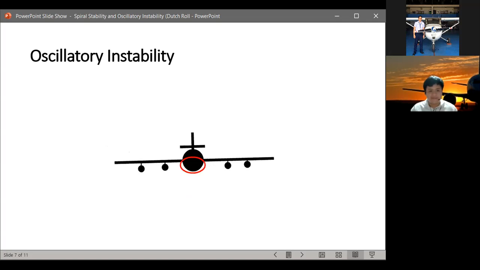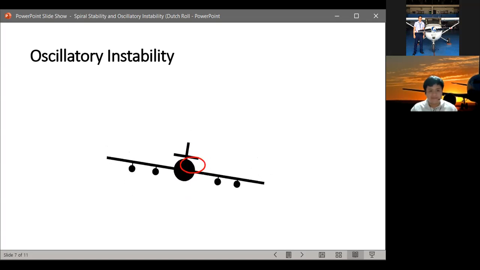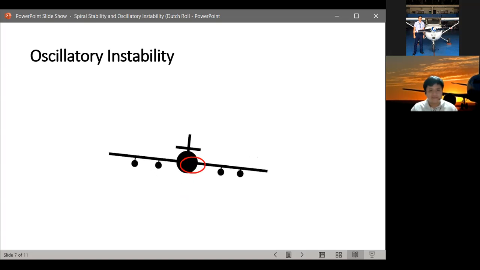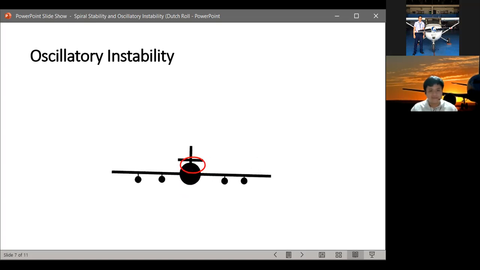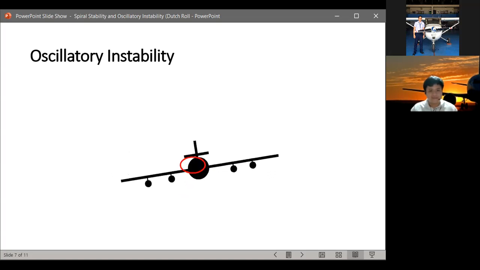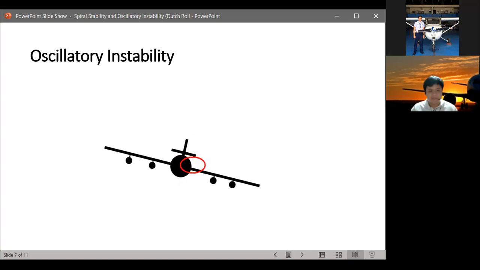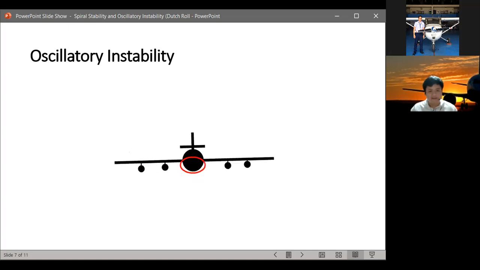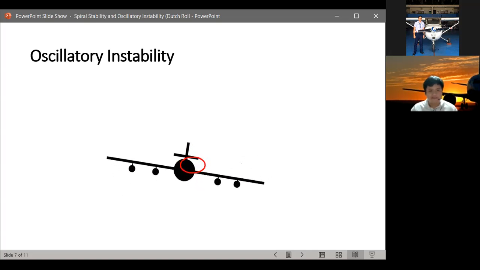So you can see in this GIF that this is an example of Dutch roll. Later on, Carl will discuss Dutch roll, snaking, and artificial damping. But for now, let's continue our discussion.